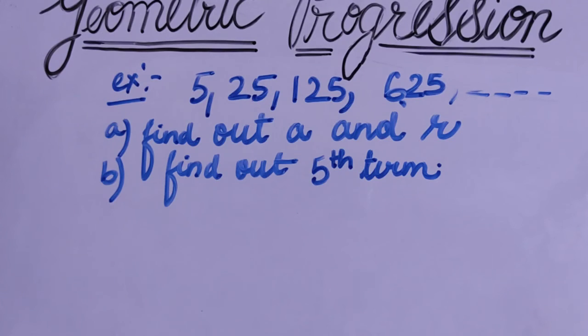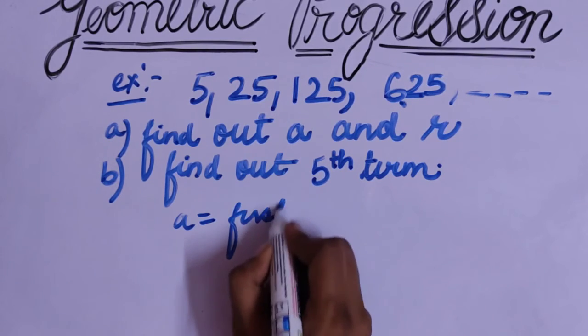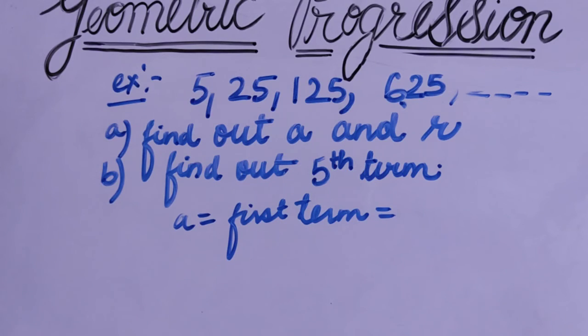Now students, we will understand this concept with the help of an example. See here, what is the example? 5, 25, 125, 625. They are saying that it is a GP sequence, and they are asking to find a and r, and in part B they are asking to find the fifth term. So first of all we find the answer to part A. What is a? As we know, a is equal to the first term, and according to this GP sequence your first term is 5.